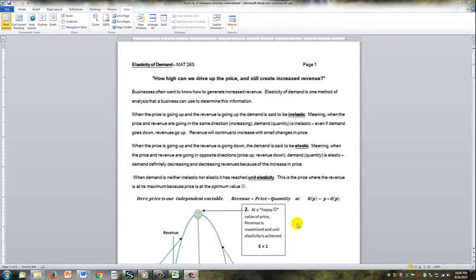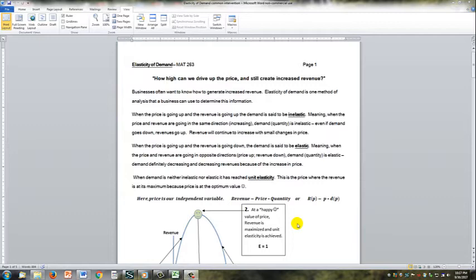Hello, this lesson is on elasticity of demand. The question that we want to be able to answer is, how high can we drive up the price and still create increased revenue? Businesses often want to know how to generate increased revenue. Elasticity of demand is one method of analysis that a business can use to determine this information.